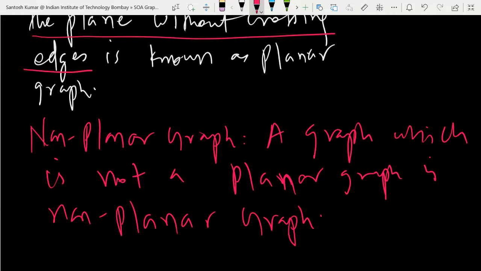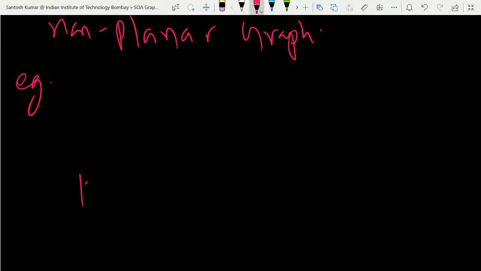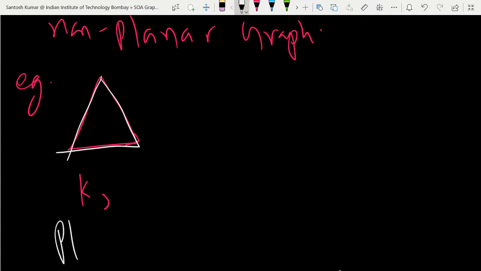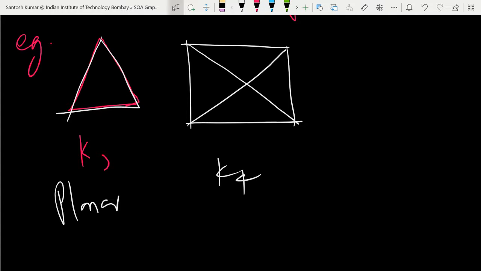I will give you a few examples and I would ask you to tell me whether each is planar or not. Let's start with K3. You all know K3. Is it planar or non-planar? Planar. So this is a planar graph. Let's come to K4. Is it a planar graph? Non-planar. Yes, what I have drawn is non-planar, but it can be modified.